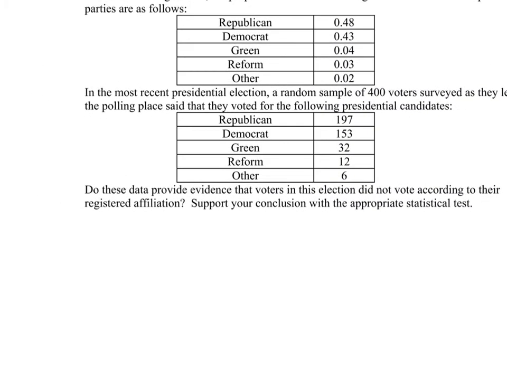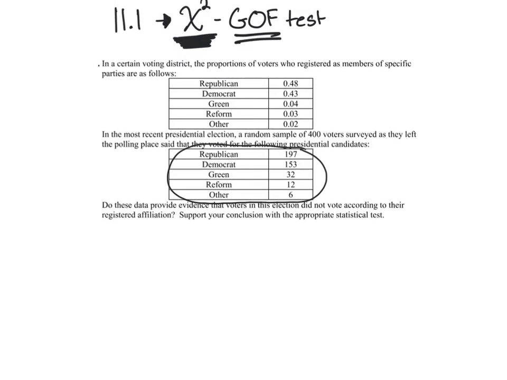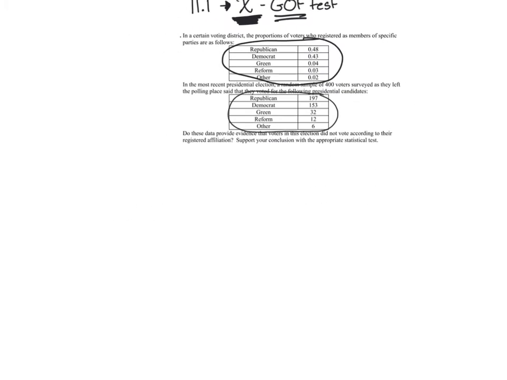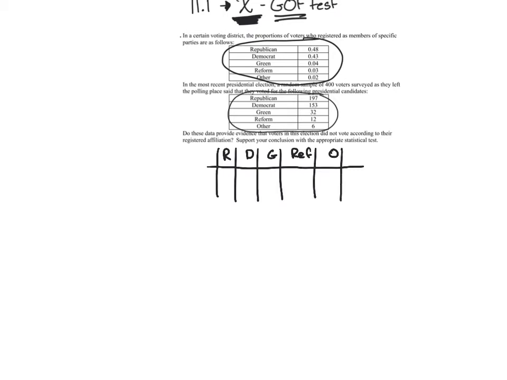We're going to say something like this: does this data set here, is it a good fit if this is truly what we believe is out there? That's what we need to look at here. So here's how we're going to do it. I'm actually going to redo this. I'm going to do Republican, Democrat, Green Party, let's call it Reform, and Other. These are my groups. In this table format, I want to see what is actually observed. What are the numbers that we actually observe? Let's see, 197, 153, 32, 12, and 6.